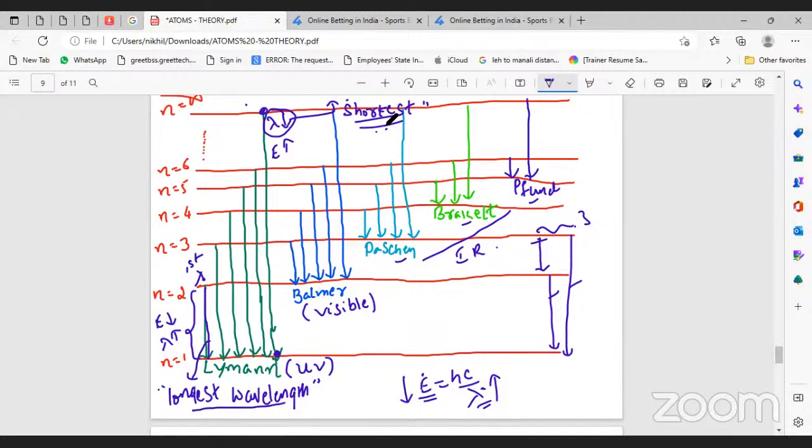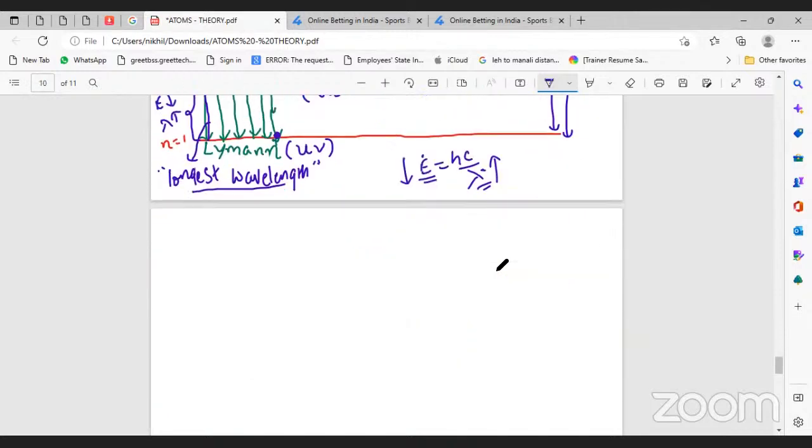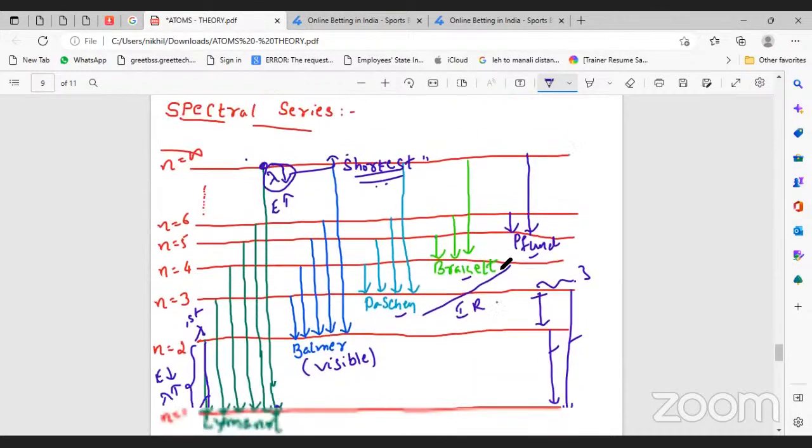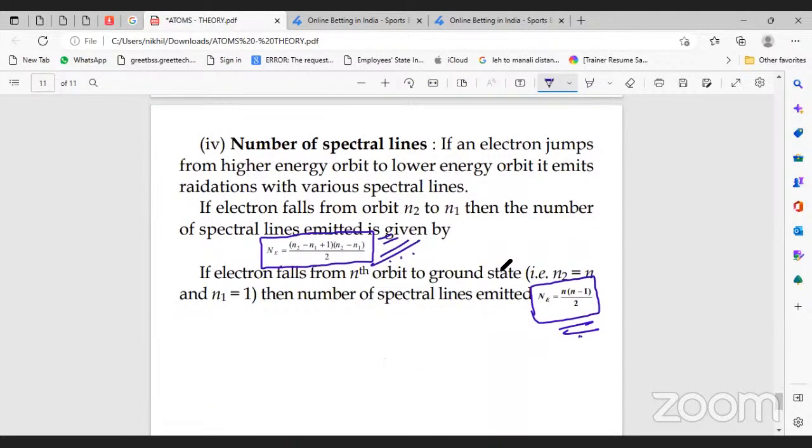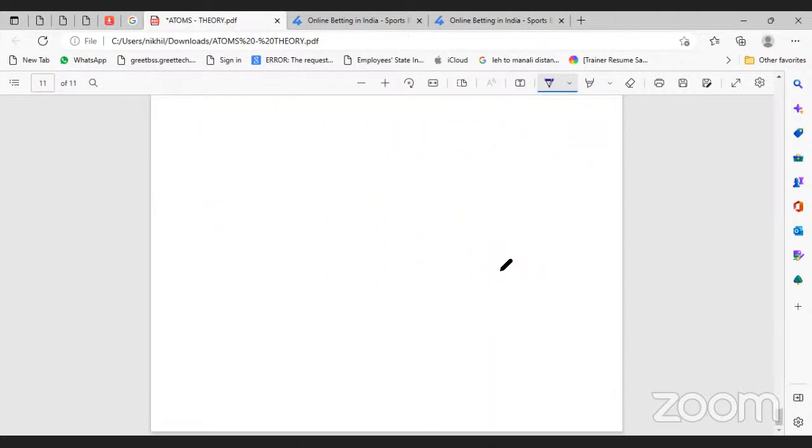Clear? Yes. So this is the spectral series of the hydrogen atom. Any doubt related to this? Okay. So this is how to find the number of spectral lines, isn't it?